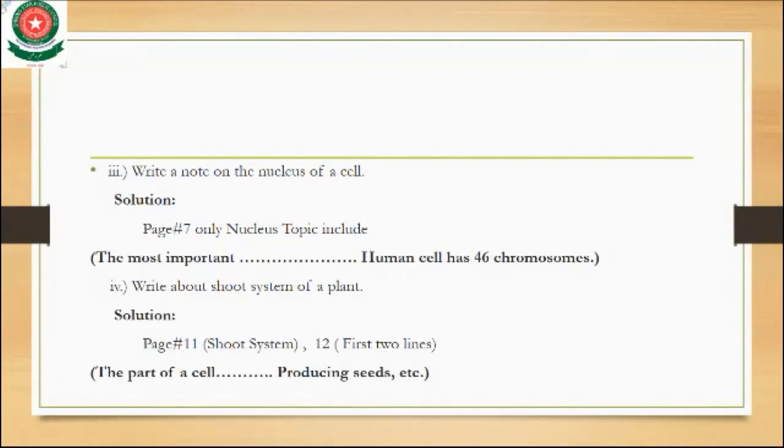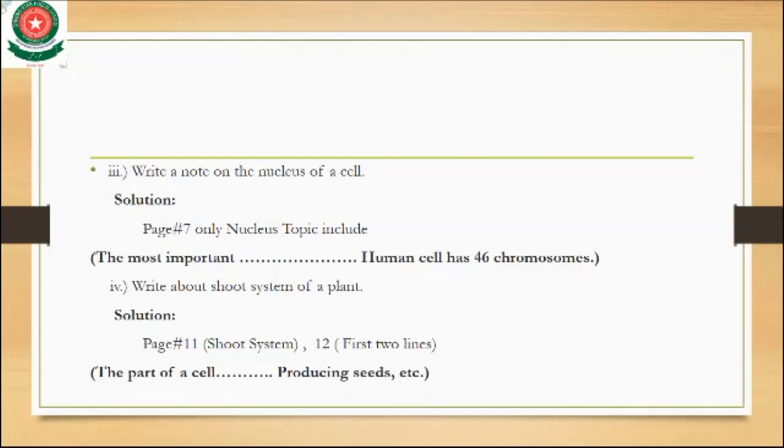Come to the fourth part. Write about the shoot system of a plant. Come to page number 11. Class 6, come to page number 11. On page number 11, the last paragraph, the heading is shoot system. Last two lines of page 11.